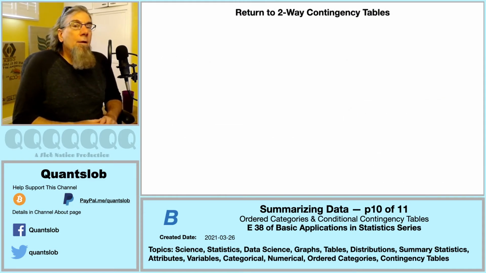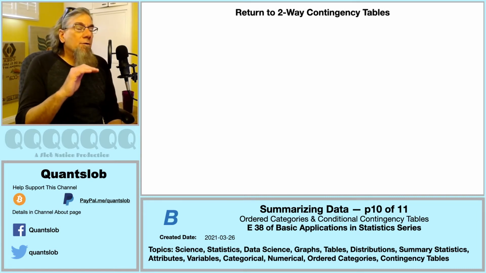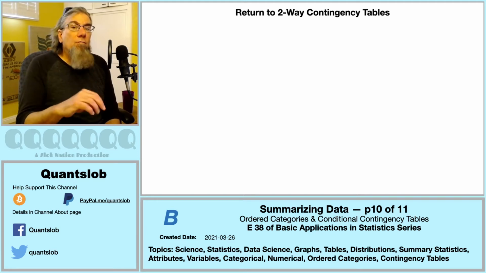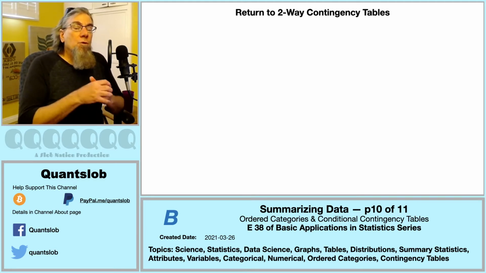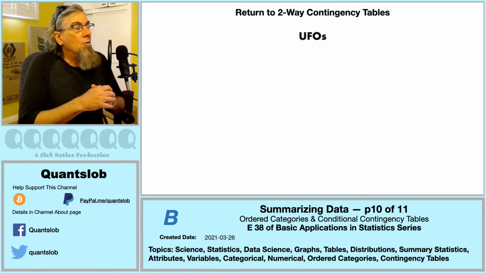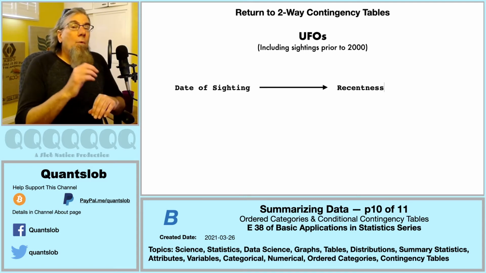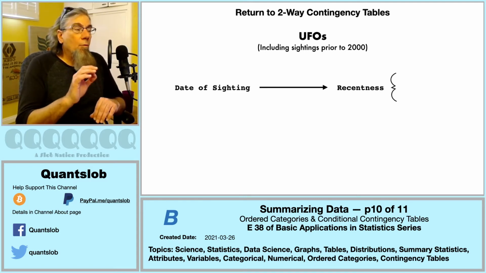Let us return to two-way contingency tables. Now, two-way contingency tables are an extremely popular and effective way to show the bivariate distribution or relationship between two categorical attributes. And so to illustrate here, for example, we're going to use our UFO data. What we're going to do is we're going to recode two of our original attributes.